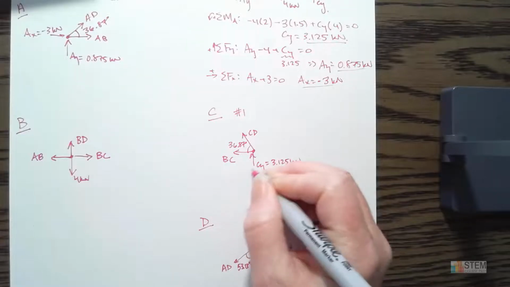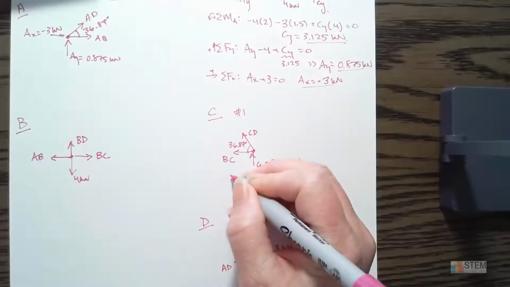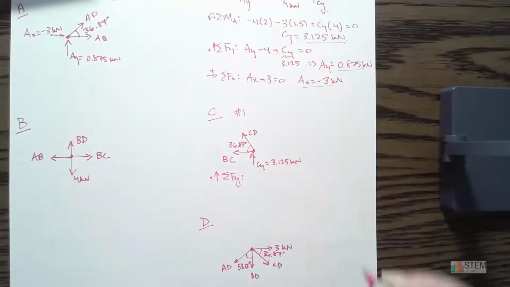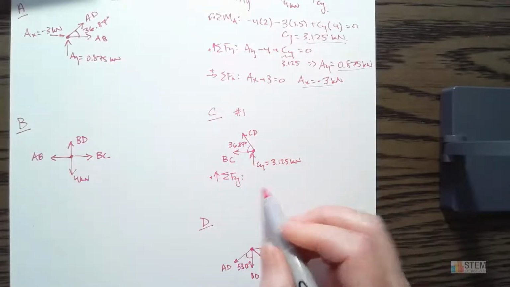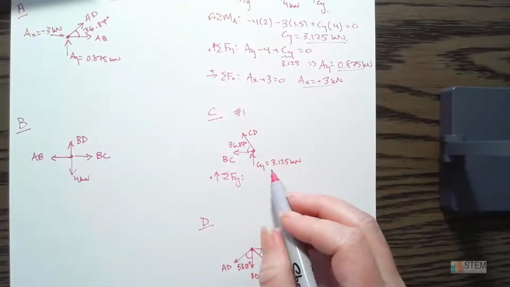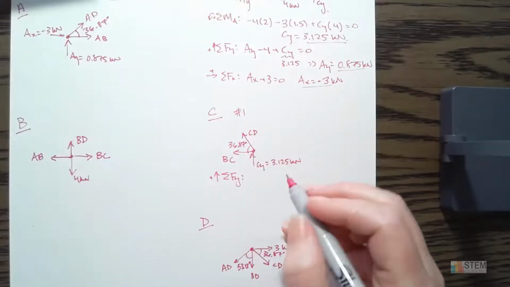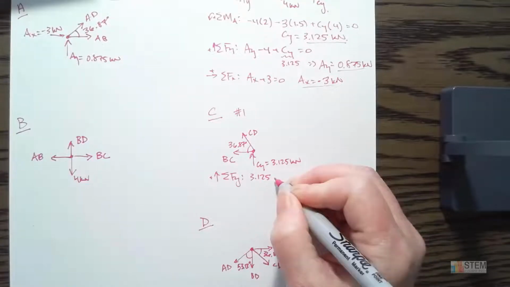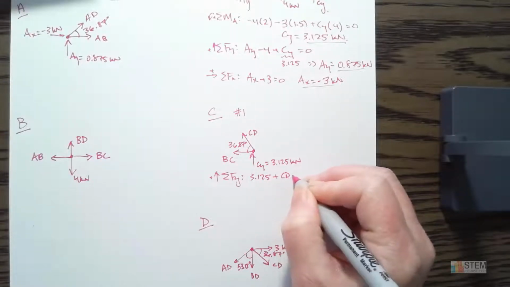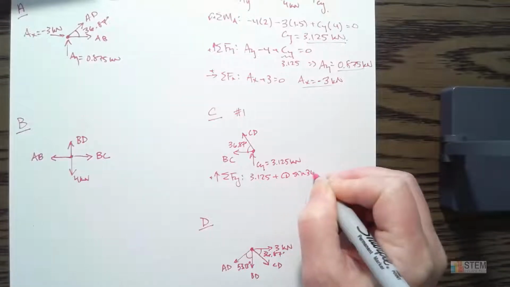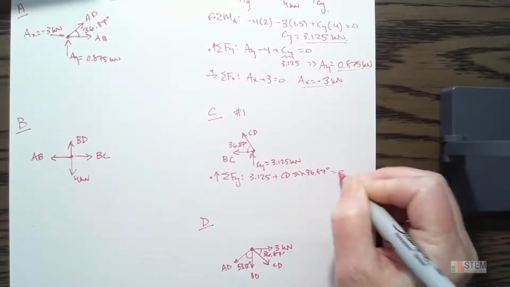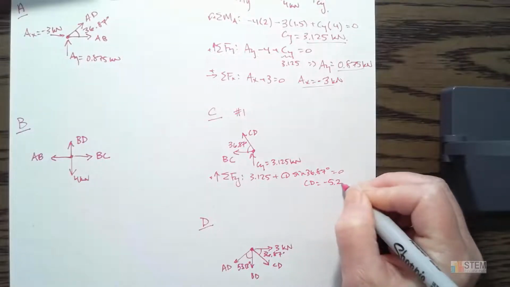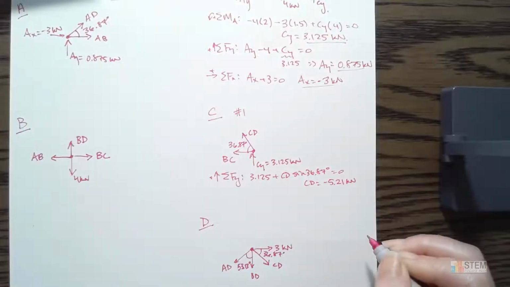All right, so on this one, I started with the Y equation. So let's go ahead and start with that. And I chose this one because I would be able to solve for CD out of this. All right, so we got positive 3.125 plus CD sine 36.87. So solve, you get negative 5.21 kilonewtons.